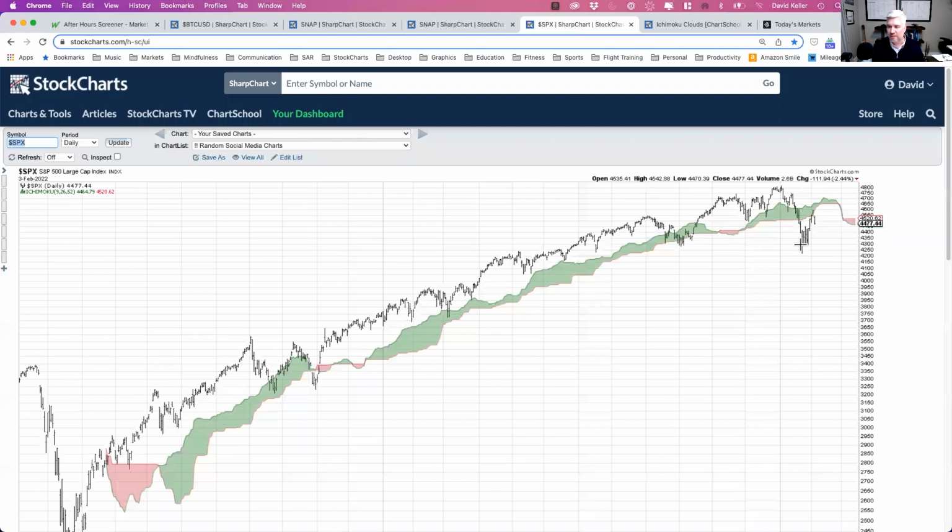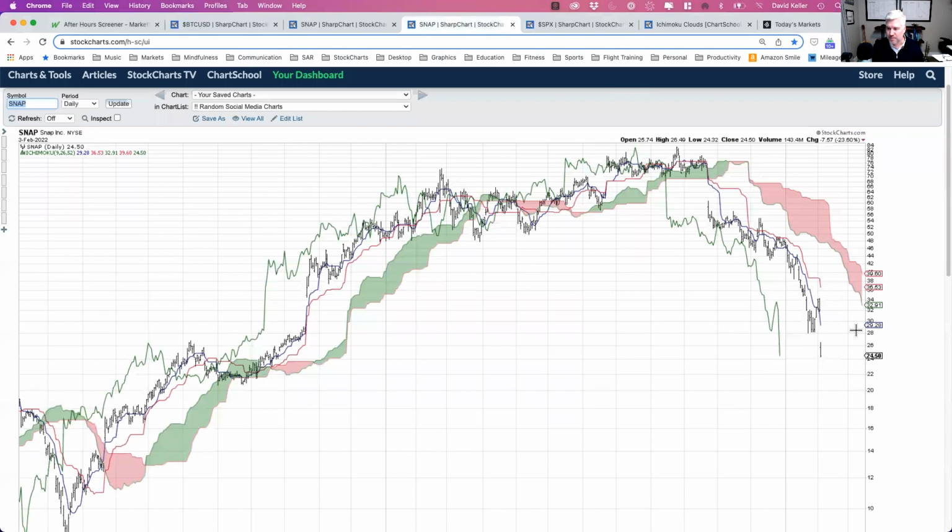So where am I at? Here we go. The red line and the blue line. The blue line is the conversion line. The red line is the baseline, using those formulas that I just showed you. The lagging span is the current price plotted 26 days in the past.